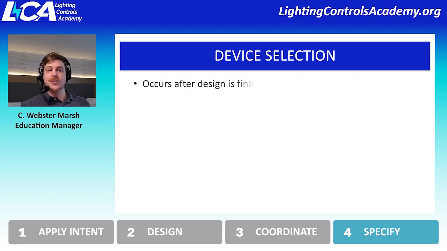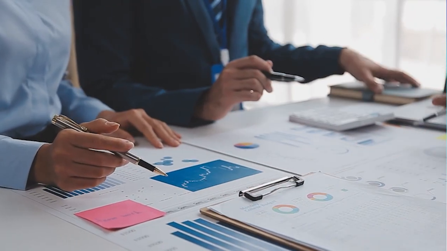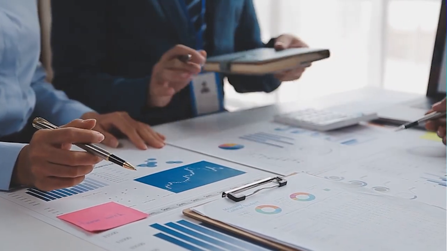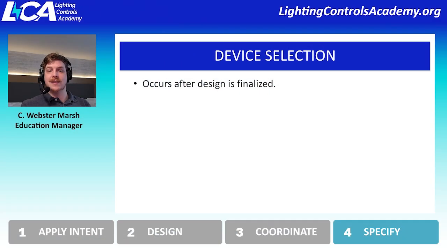So device selection really occurs after the design has been finalized, after you've had all of these coordination meetings and ensured that you understand exactly what is expected of your lighting control system. Now that doesn't necessarily mean that it needs to be step by step, so you might have an idea of what system you're going to go with. But it's always good to just confirm, okay, this is the functionality that I want, and then identify the devices.